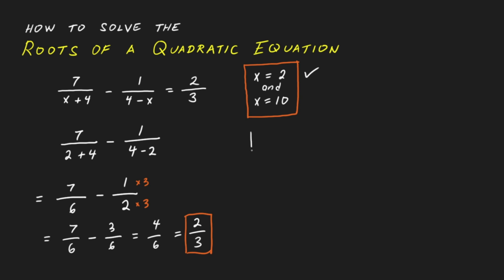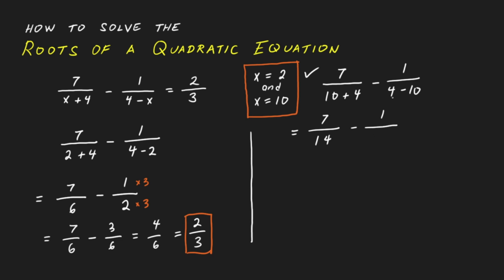Now let us test the second root. So I'm going to do the same thing. I'm going to copy the whole thing, but replace x with 10 now. So 7 over 10 plus 4 minus 1 over 4 minus 10. All right. So here we get 7 over 14. I can see right now that this is going to be 1/2. And here we're going to have 1 over 4 minus 10. 4 minus 10 is negative 6. So here, this is going to be 1/2. And here we're going to end up with positive 1/6.